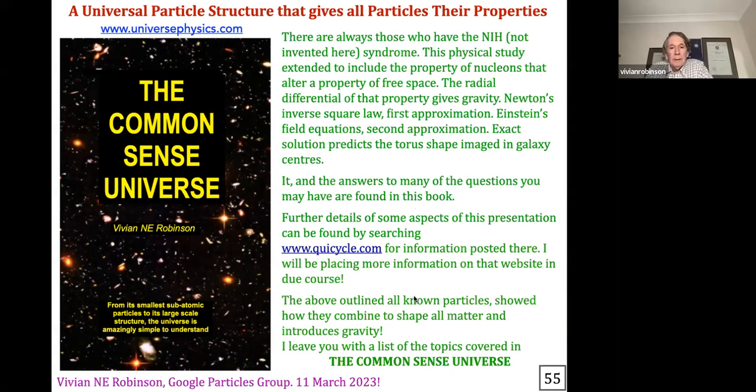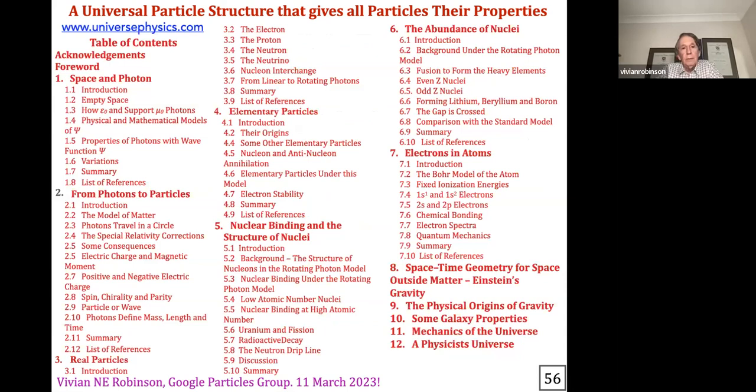Now, I suggest that I've outlined there the properties of all known stable particles, how they combine to shape matter, and given the briefest introduction to gravity. I'm going to leave you with, just to indicate, this gives a table of contents of the book. It gives you all of the topics that I've discovered, all the topics that I have written on.